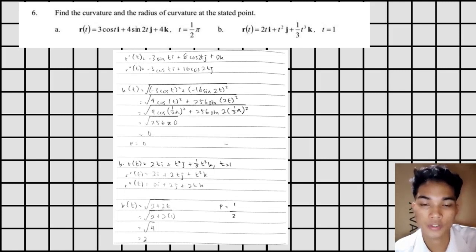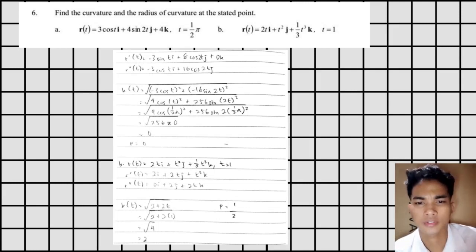So for question B first, it is the same. We must differentiate the equation two times until we get the equation 0i + 2j + 2tk. Then we find for the curvature.